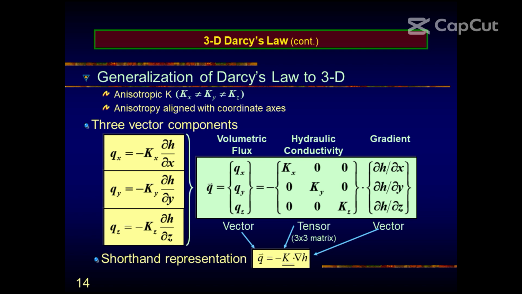Nine values in space. This is a second rank tensor. A third rank tensor will be 3 to the power of n, 3 to the power of 3. A fourth rank tensor will be 3 to the power of 4. How many values? 81. And you have other quantities that belong to the third rank and fourth rank tensors. But here we are talking about hydraulic conductivity, which is a second rank tensor.